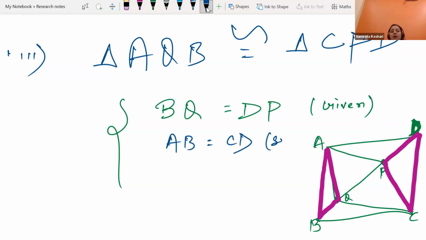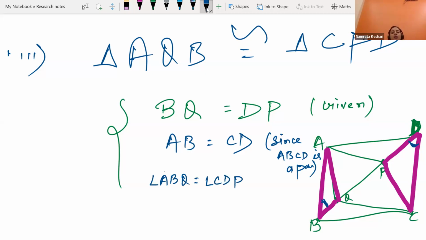Since ABCD is a parallelogram, of course opposite sides will be equal with each other. That is the property of a parallelogram: opposite sides are parallel and equal. What else do we know? Angle B over here and angle D over there will be equal. Angle B, that means angle ABQ, equals angle CDP. Why will these two angles be equal?